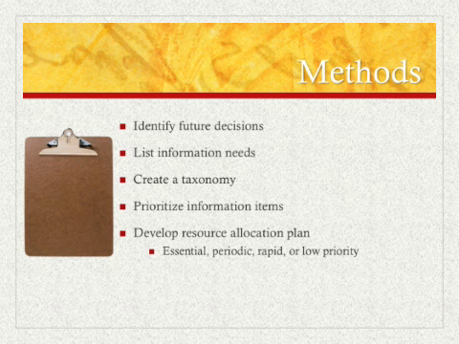needed across decisions. In step 4, the panel of organizational leaders are asked to prioritize the information needs. In the last step, the information is used to develop resource allocation plans for data collection and data storage. It will then be determined if the info is essential, periodic, rapid, or of a low priority.